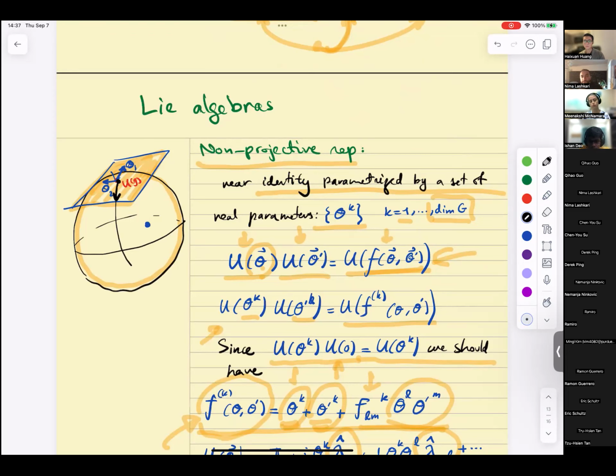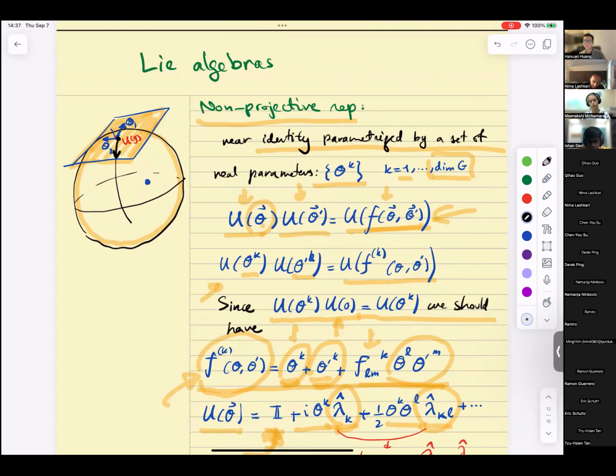Now, here's an important thing that comes up. Consider a group that is O2, or O3, sorry. For example, O3. These are rotations of a sphere, right? This is a sphere. But we said there are elements of this group that have determinant 1, and there are elements of this group that have determinant -1.